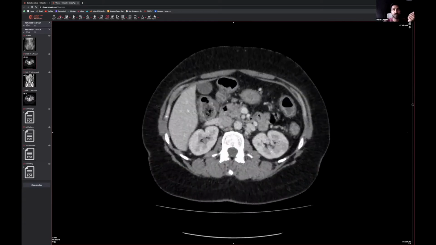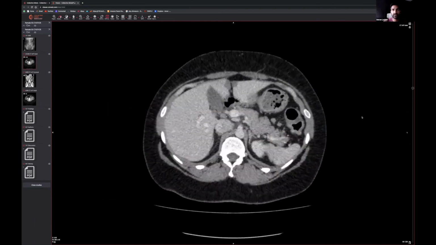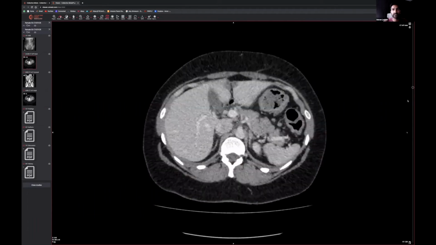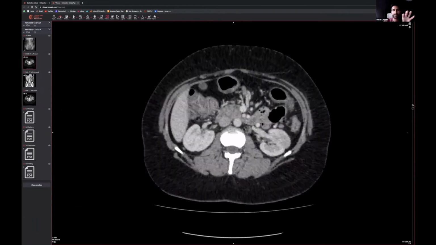Gallbladder looks okay. That's a gallbladder there. No evidence of any gallstones. Pancreas looks okay. That's the pancreas, that fluffy looking thing sitting down the middle. And if we look at the kidneys, they all look okay as well. So when you're looking at abdominal pain, those are the main things you want to be looking for.